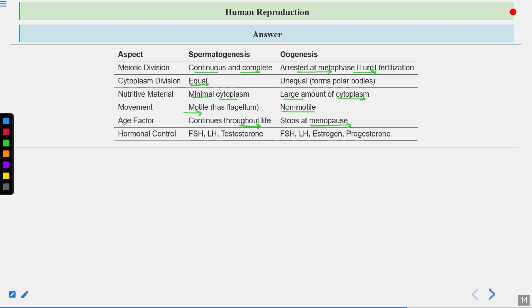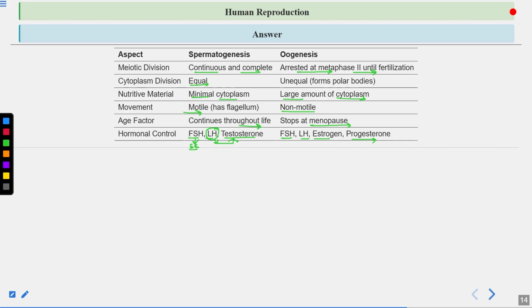Then you can see here, spermatogenesis is controlled by FSH, LH, and testosterone. Oogenesis is influenced by FSH, LH, estrogen, and progesterone. In spermatogenesis, luteinizing hormone is very important because it stimulates the Leydig cells to secrete testosterone. And follicle stimulating hormone acts on the Sertoli cells, and the secretion of the Sertoli cells is very important for the initiation of spermatogenesis.